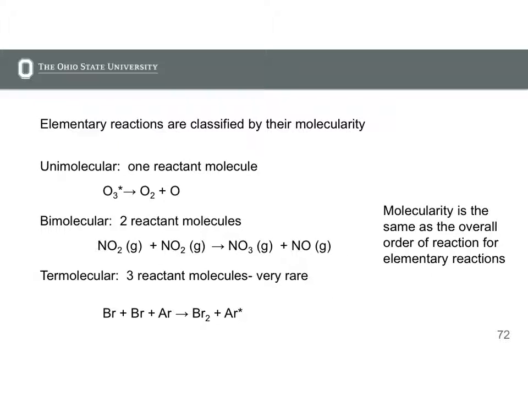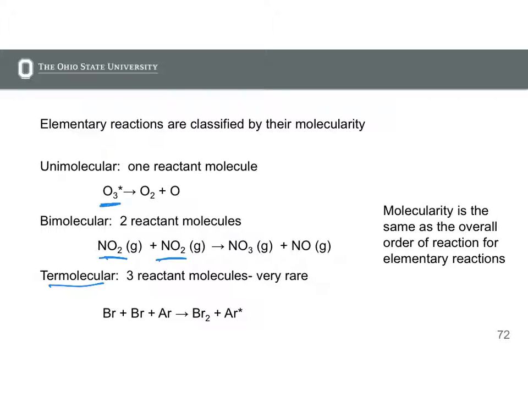The other thing that we do is classify the elementary reactions based on the number of reactants that are used in the reaction. So we have 3 different types of elementary reactions that we see. Unimolecular, where we have one reactant molecule. Bimolecular, so this is the example from step 1 of the first reaction mechanism we looked at. We have 2 reactant molecules. And then a termolecular reaction where we have 3 reactant molecules, and these are very rare.